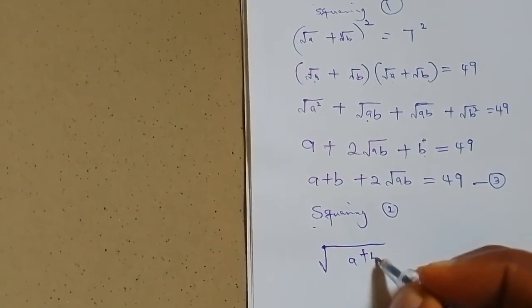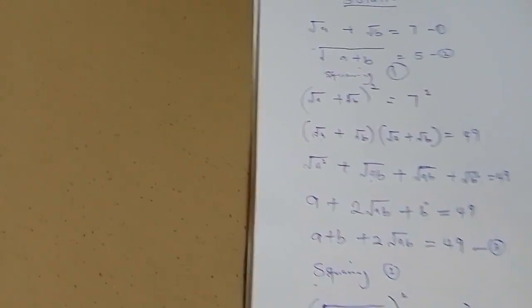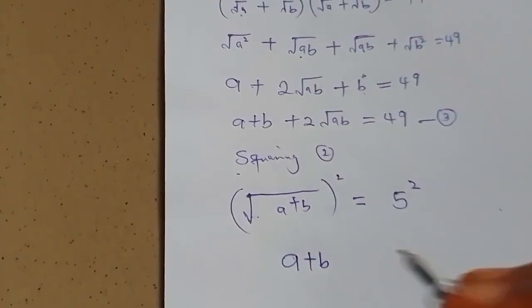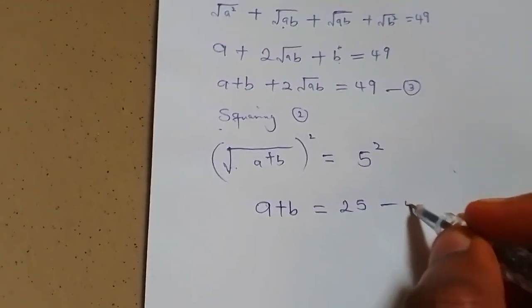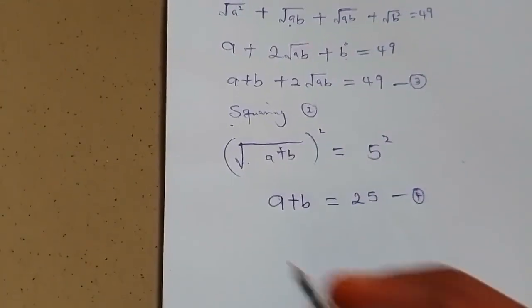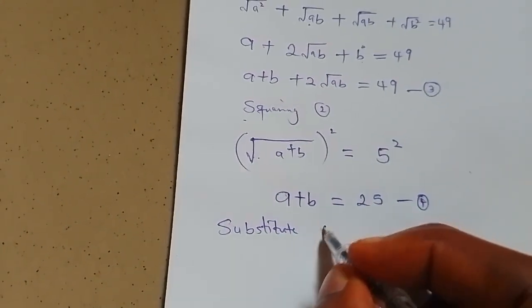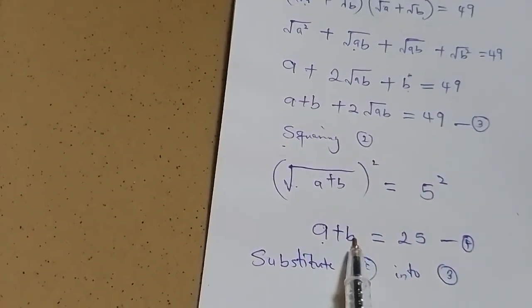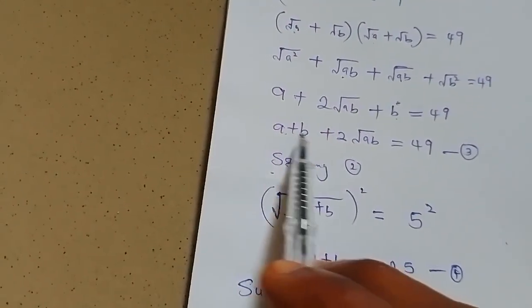So when I square equation 2 now, that is root of a plus b, squared, equals 5 squared, right? Since the square root is taking a and b together, root of a plus b squared gives me a plus b, and 5 squared will give me 25. If I take this one to be equation 4, then I will now substitute this equation 4 into equation 3. A plus b will now be 25, and when you check equation 3 you have a plus b. So I will just change this a plus b to 25.